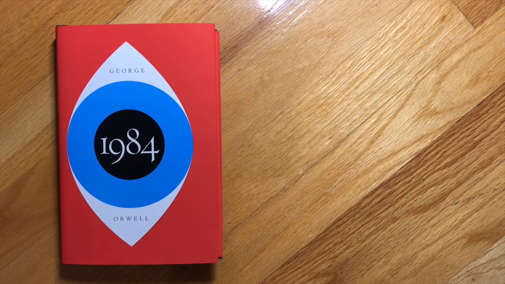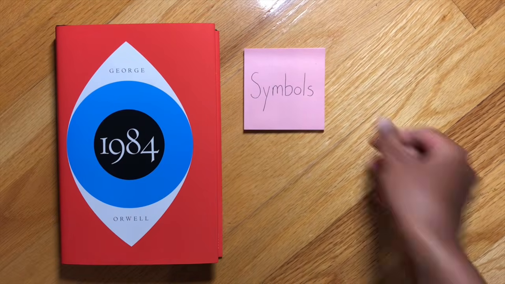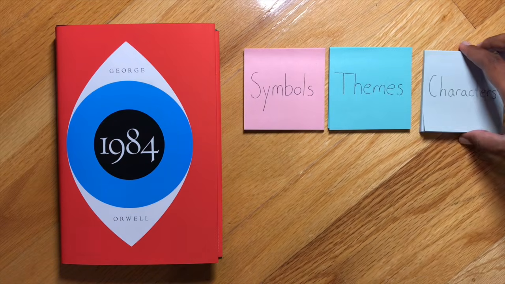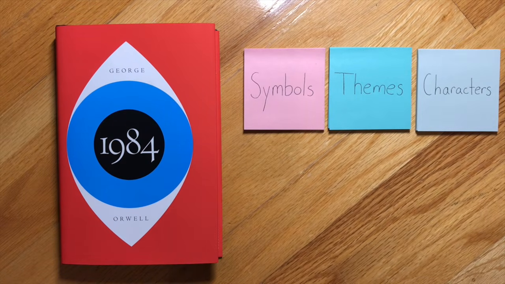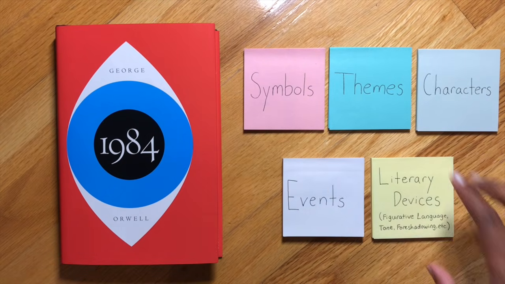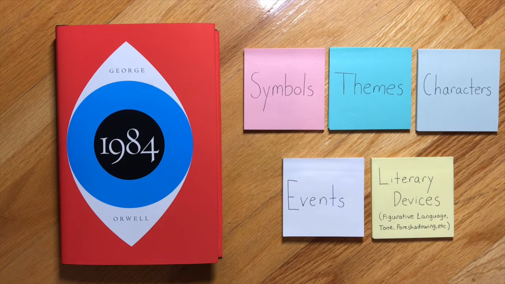Also, for the sake of time, I'm going to annotate key moments of the book as opposed to every single page, so feel free to pause this video to read my highlights or notes. I've color-coded my annotations for fun. Pink means symbols, turquoise is theme, light blue is character, white is events, and yellow is literary devices. I like categorizing my notes so I know exactly what I'm analyzing on every single page. So let's jump right into the process of annotating this book.